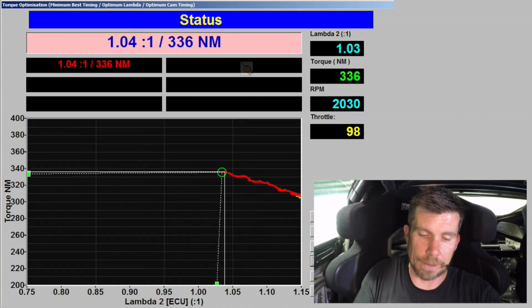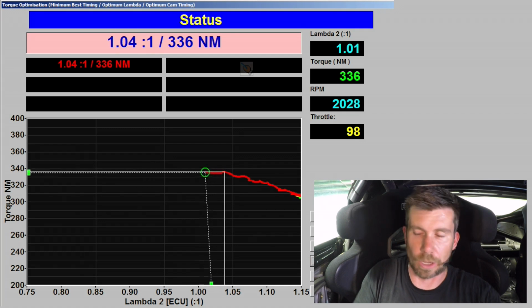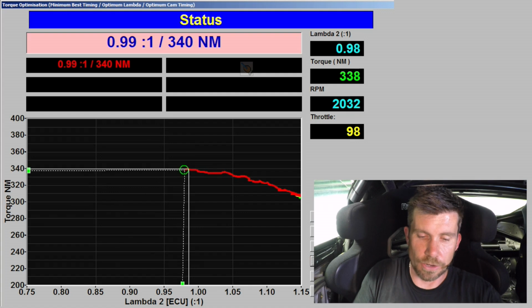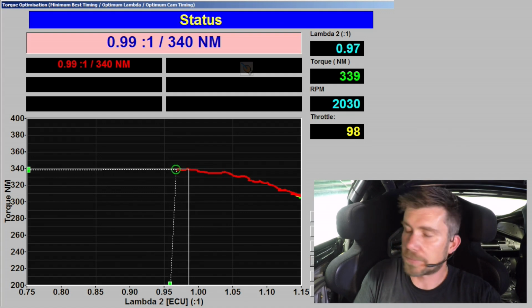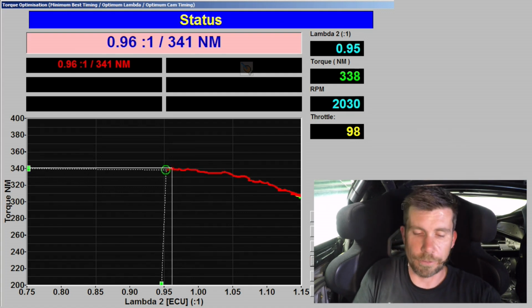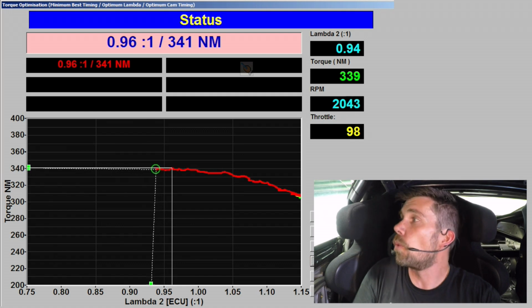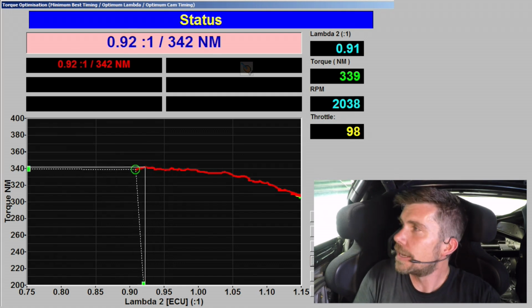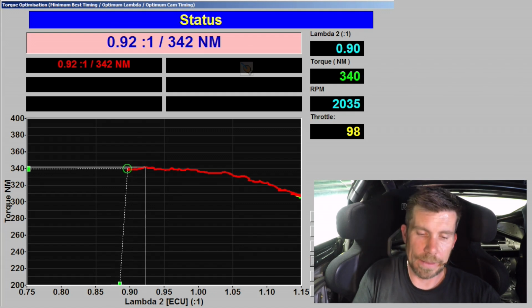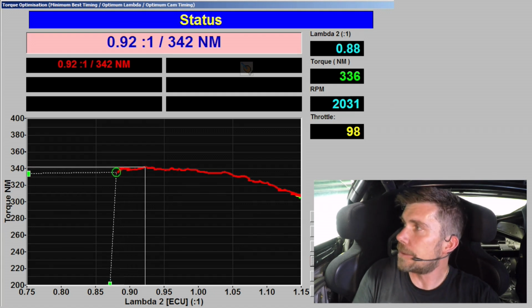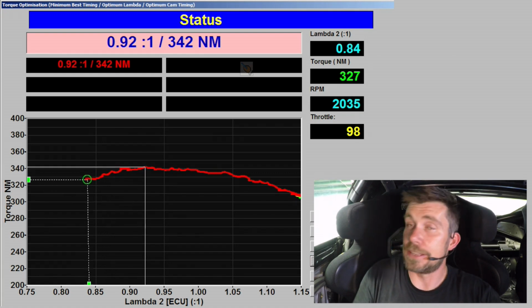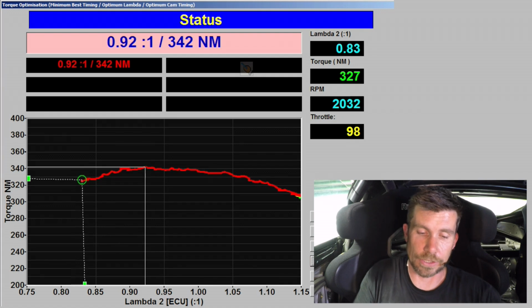And you can see what's happening now is that the dyno is plotting the torque on the screen, and we're down to 0.97 Lambda now. What you can see is as we've moved from our very lean starting point, 1.15 lambda, our torque has increased. It's hit a plateau though. Now we're getting down to 0.88 lambda, and you can see that our torque again is starting to fall away. We're down to 0.84 now, and the torque is continuing to drop off.